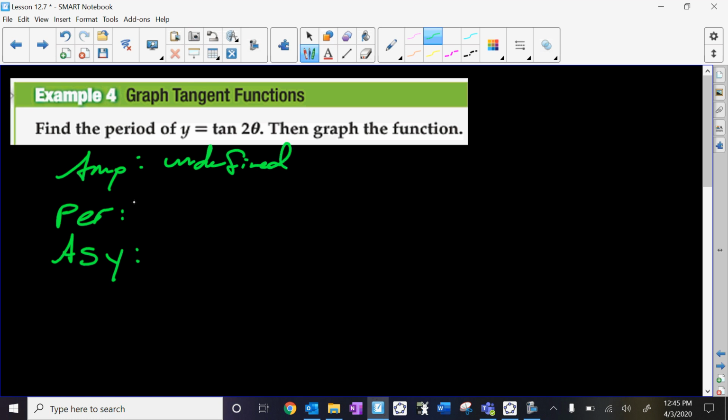A normal period would be 180, but just like what we did for sine and cosine, we take our b value, which is 2, except this time we take 180 divided by 2, and we get 90 degrees. Your asymptote is directly in the middle of where you first start and your first period. So you would have 45 degrees for your asymptote.